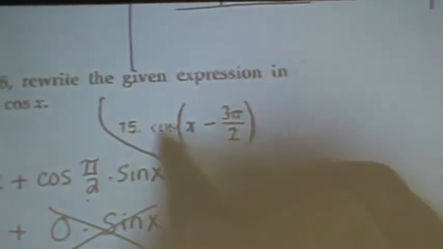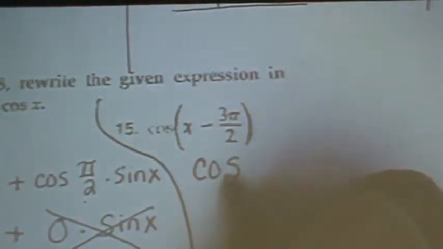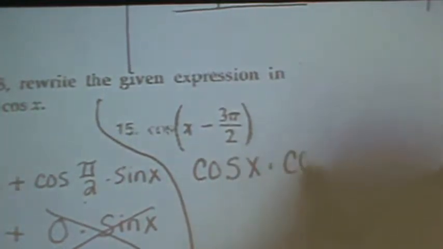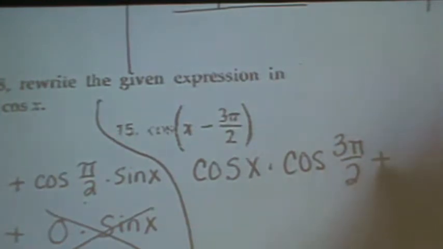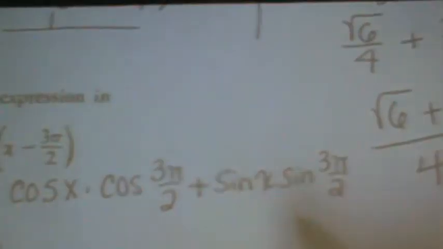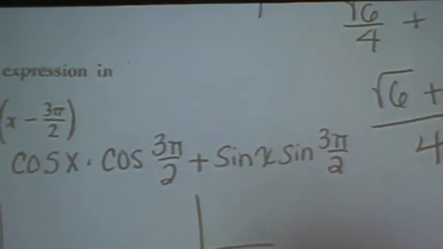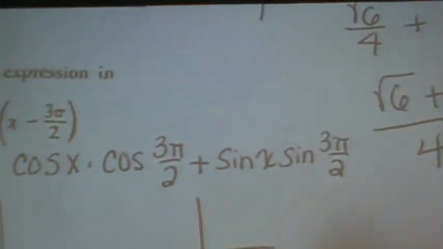Number 15, the identity, and this is a cosine identity and it's a subtraction. So it's the cosine of the first angle times the cosine of the second angle. Opposite sign, sine of the first angle, sine of the second angle. Now, 3 pi over 2 is right here. 3 pi over 2 has the ordered pair 0, -1.